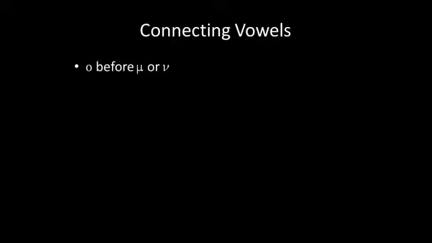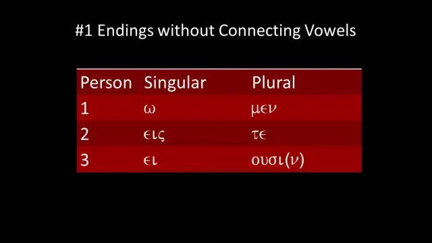So here's the rule for connecting vowels. Omicron before a mu or nu, epsilon before everything else. If we were to have the number one endings without connecting vowels, it would simply be o, s, ei, men, te, usi. But what I've done for simplicity, and a lot of grammars do this, is o, eis, ei, omen, ete, ousi. It just saves a step at this point.